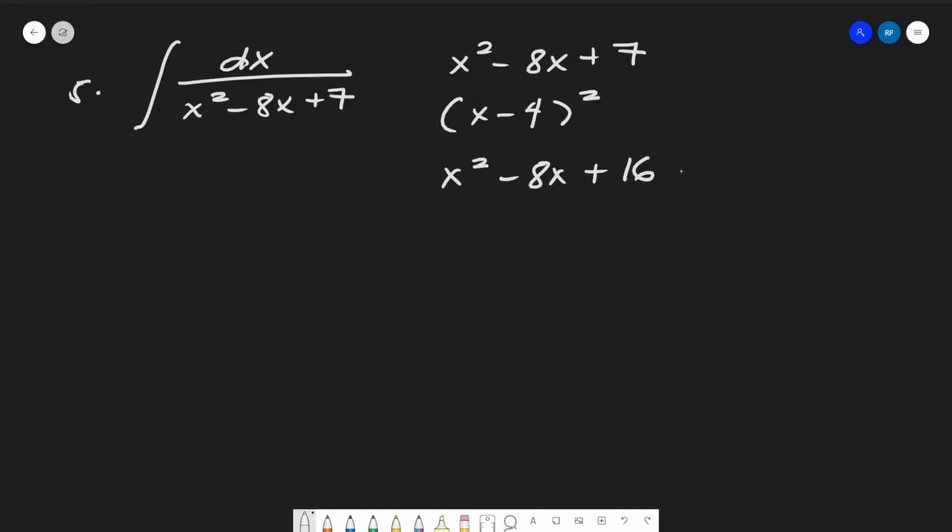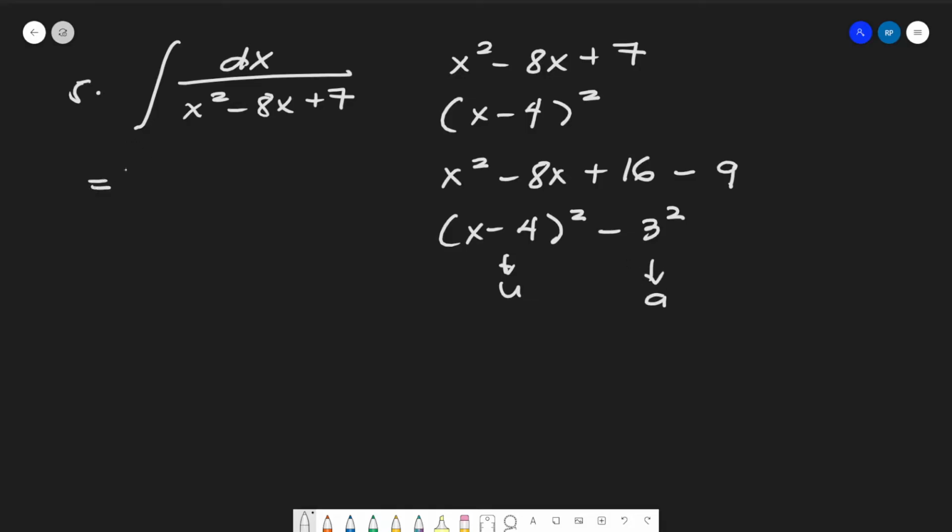But what we put is minus 9, since the third term we got is greater than the original third term. So when we evaluate this, 16 minus 9, we have 7. That's how it works. So let me rewrite: x minus 4 squared minus, of course, 3 squared. Now, this is u. This is a.